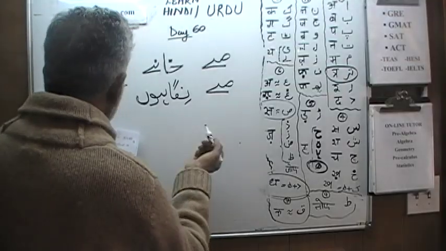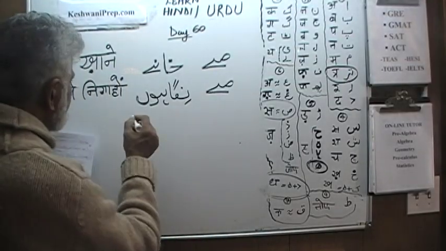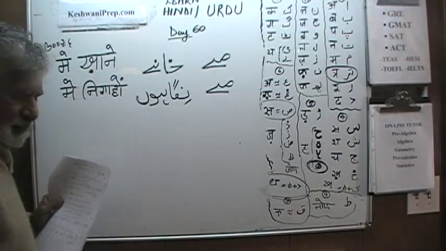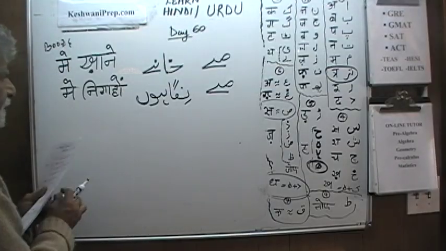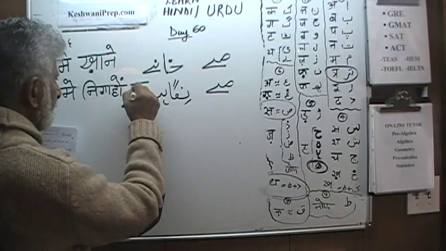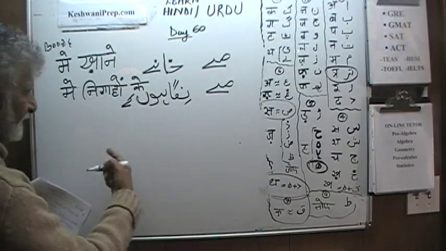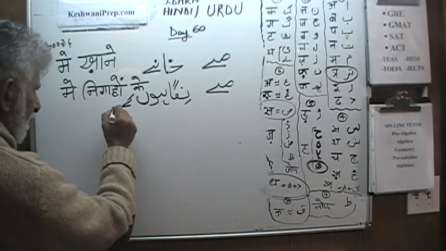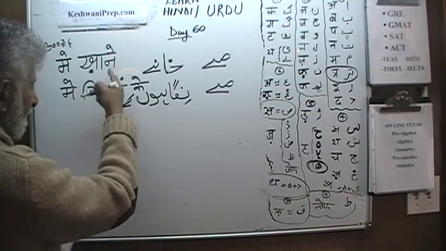निगाहों के, oh, I left no room because it's supposed to go together. मैं खाने में निगाहों के, I'm going to squeeze it here, because it makes no sense to put it in a second line. That's what it is. मैं खाने में निगाहों के, and then a comma.